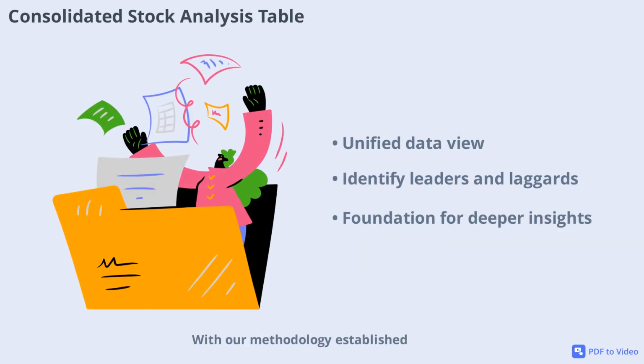With our methodology established, we now present the core data for each stock. This consolidated table brings together all key technical and performance metrics, enabling efficient side-by-side comparison. By viewing the data in a unified format, investors can quickly identify leaders, laggards, and outliers within the selected group, setting the stage for deeper analysis of market momentum and risk.